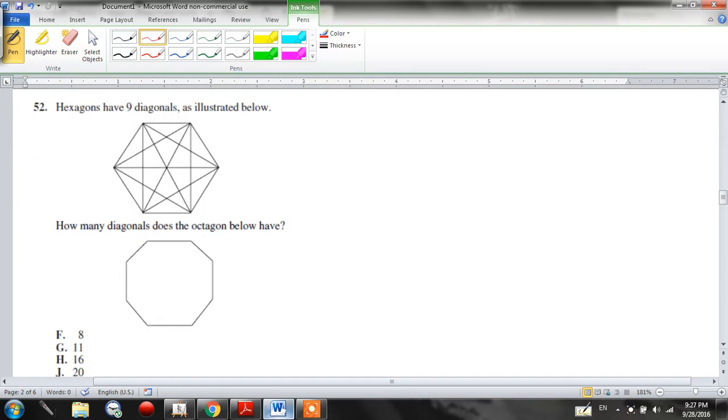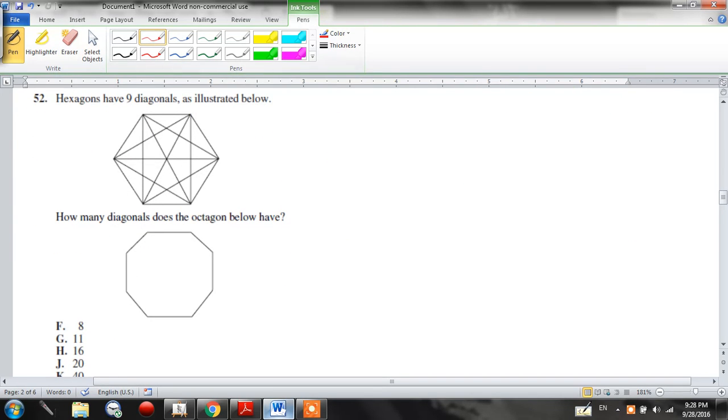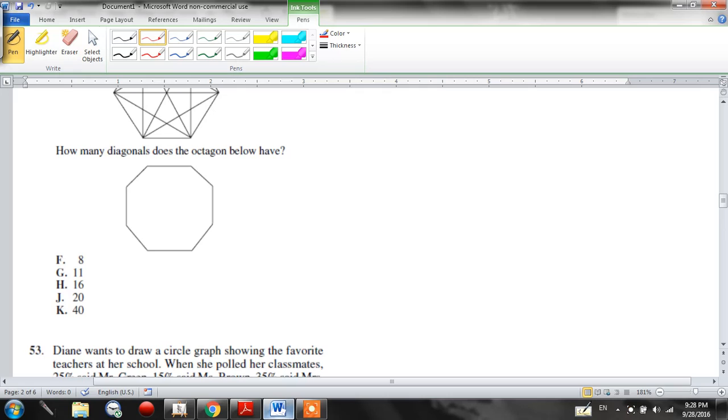Okay. Question number 52 says, the hexagon has 9 diagonals as illustrated. How many diagonals does an octagon have? Well, the way I do it is you just draw them out. So you start from one corner and do it systematically. You do it clockwise or counterclockwise, it doesn't matter. But just go, okay, 1, 2, 3, 4, 5.